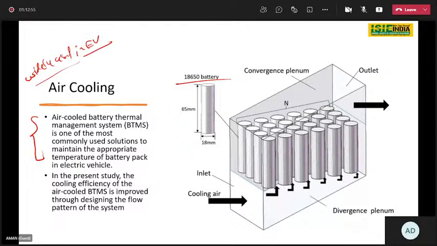In the present study, the cooling efficiency of the air-cooled BTMS is improved through designing the flow pattern of the system. So this we will discuss. So what exactly is happening here? What are they actually doing?